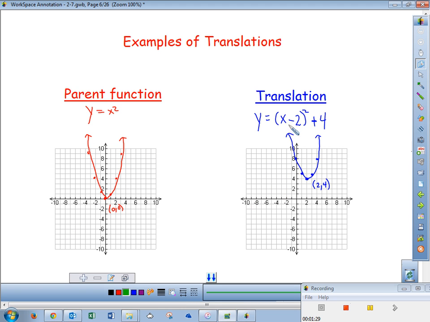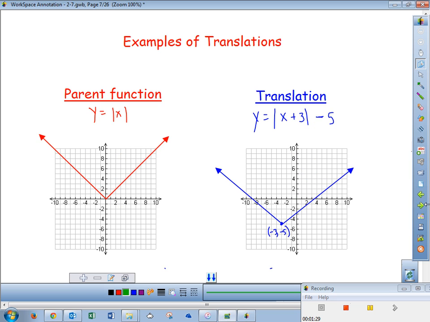Same thing here. If I move him 2 units right, that's what this guy did. Moved it from 0, 0 to 2 units right, and then 4 units up. Right, so that's what happened there. Translation here, where's this guy going to move? 3 units which way? Left or right? That says plus 3, so wouldn't you think right, correct? Where is it actually going to move? Left 3 units. Where's this guy going to move? Down 5. And that's what happens. The point 0, 0 moves 3 units left and 5 units down.